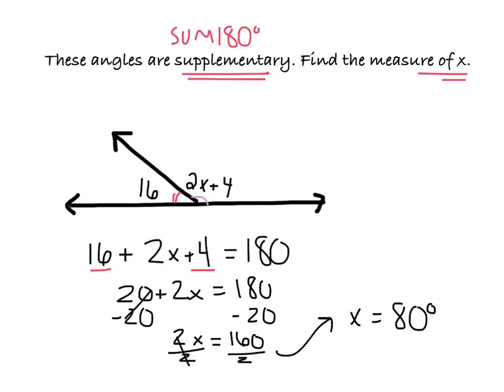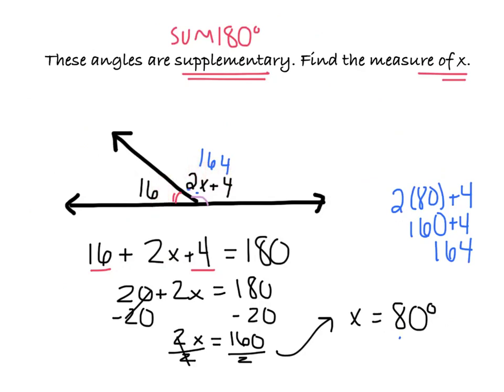Now we can check to make sure that our answer works by plugging it back in, adding them up, and making sure it equals 180. So if I have 2 times x, I actually have 2 times 80 plus 4. So I have 160 plus 4, or 164. So this would be 164 degrees. And if I add 164 plus 16, it will equal 180, so I know my answer is correct. I just need to make sure that I box it so it stands out.